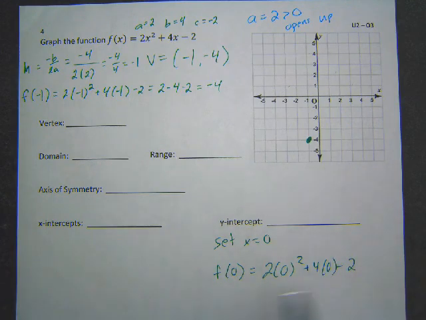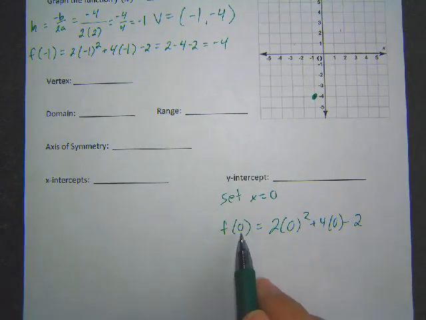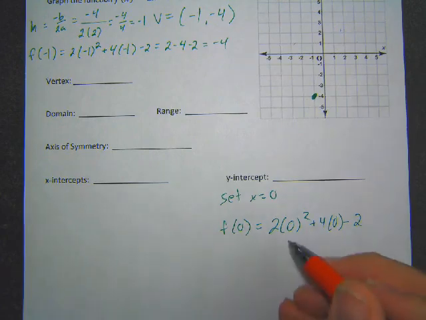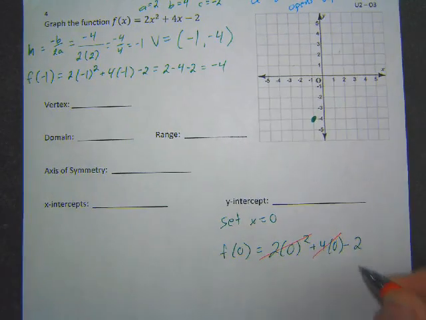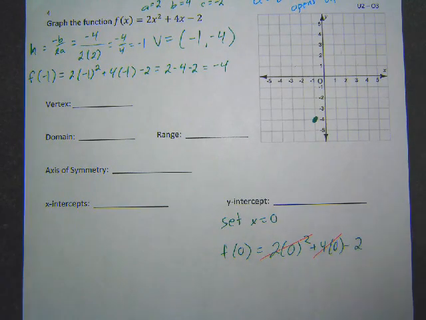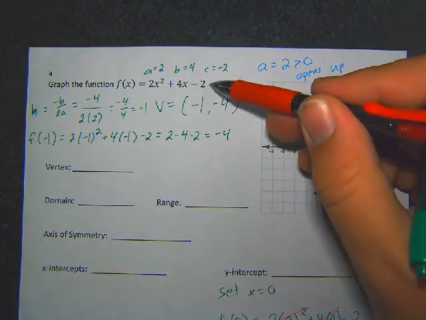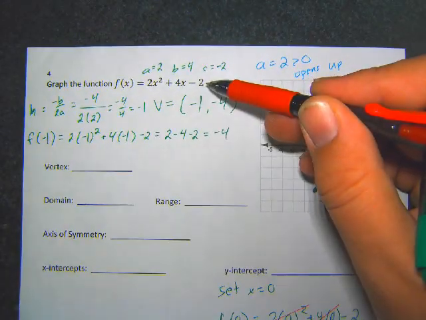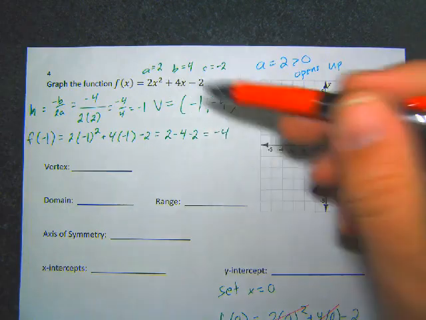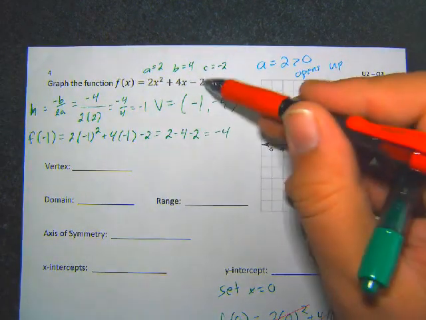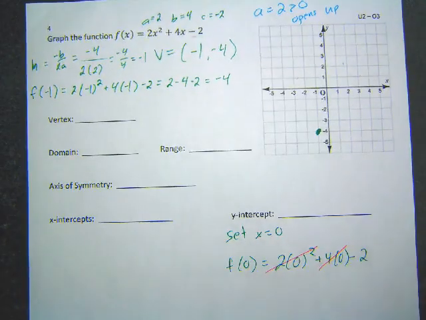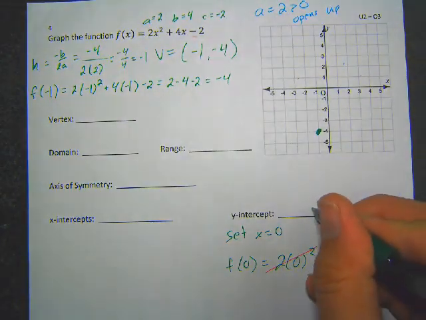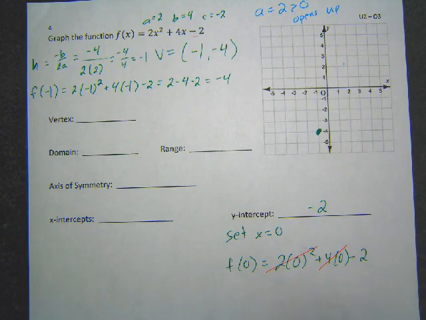And you'll notice in this form, when you go to plug 0 in, the 0 is going to get rid of all the parts that have x's. So 0 squared times 2 is still 0. 0 times 4 is 0. And all you're left with is the number at the end. So the c over here, this number at the end, is actually going to be your y-intercept because all the x parts are going to go away when you plug 0 in for x. So that actually makes the y-intercept really easy in this form. The c is your y-intercept. So this c, which is negative 2, is our y-intercept.